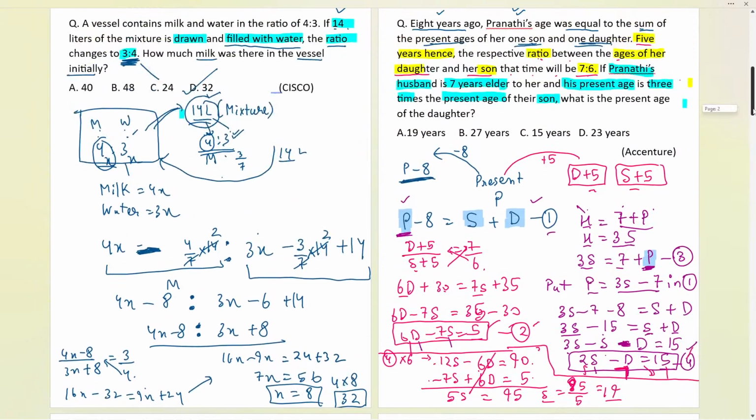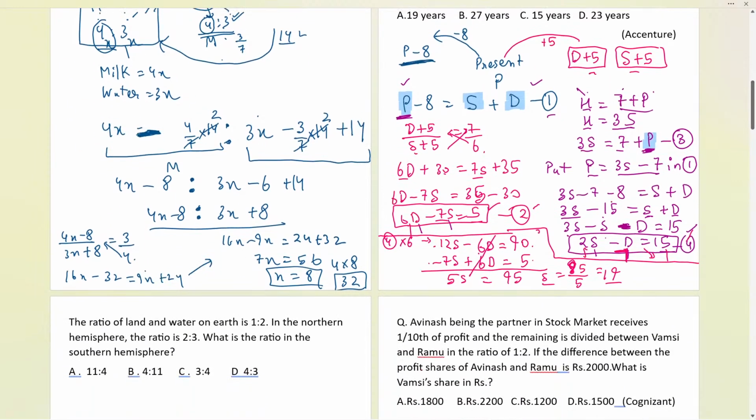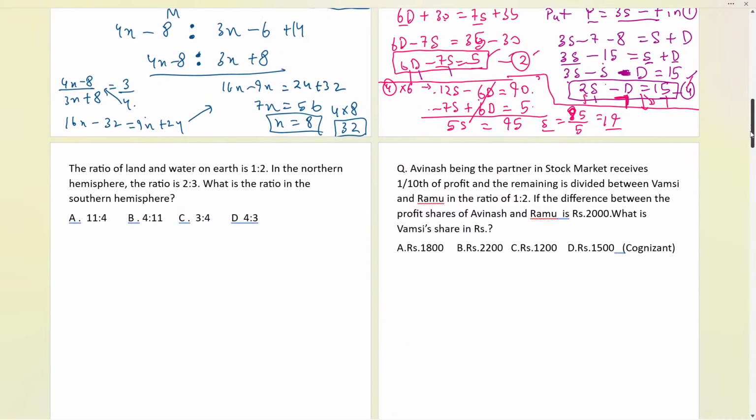Now what else do we need? Present age of daughter. So now we can use any of the conditions. Let us use the easiest equation that we have got here. If I use this equation, I can easily get the answer. Let us now move it a little bit further so that we can see on the next slide.